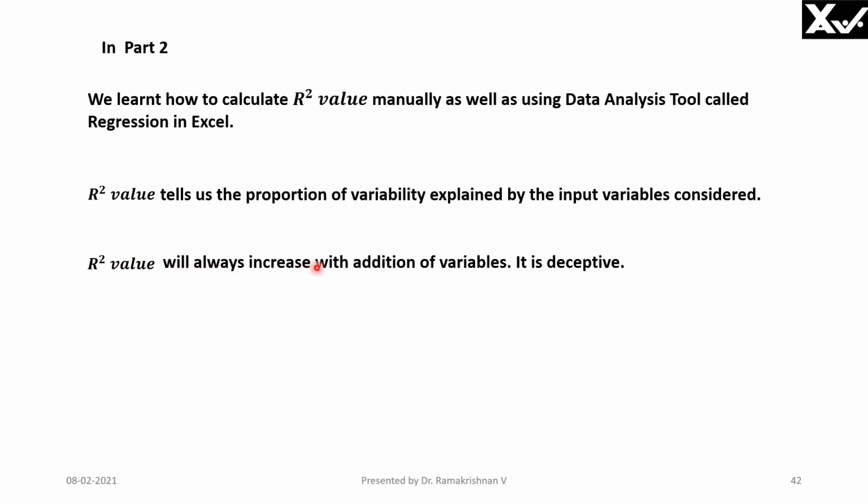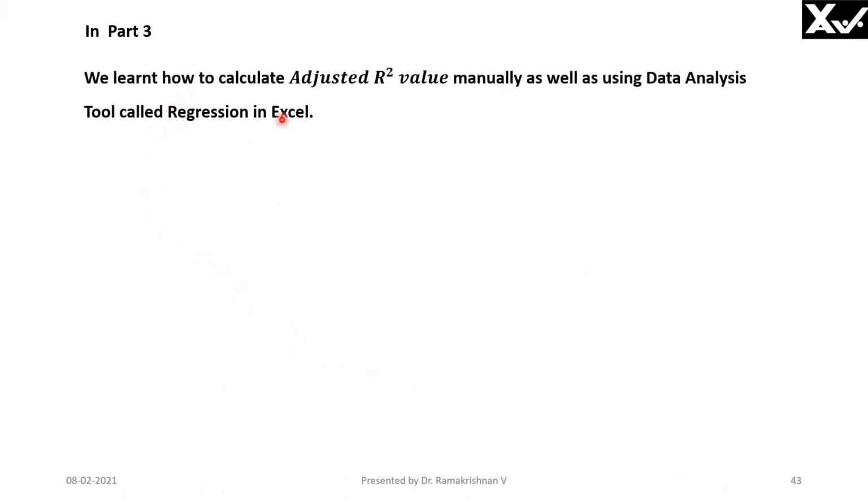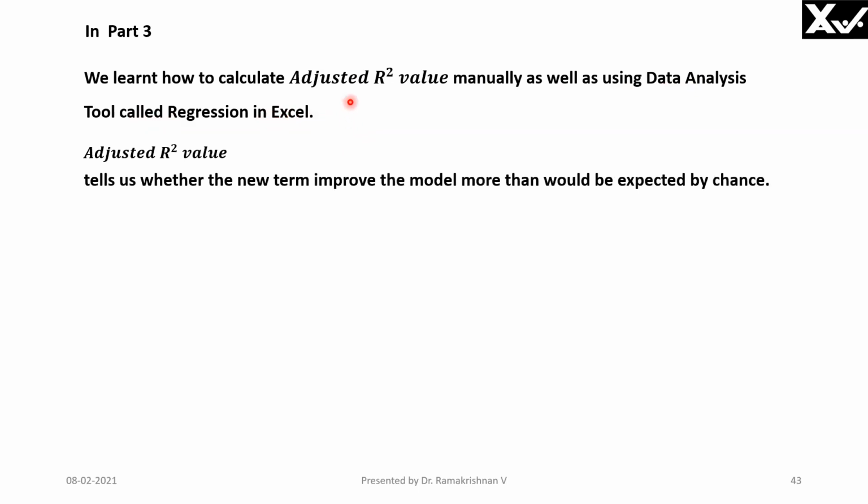R-squared value will always increase with the addition of variables. Therefore, we do not know whether we have added the right input variable. So it is deceptive. Does the new term improve the model more than would be expected by chance is a question. To answer that question, we define adjusted R-squared value. In part 3, we learned how to calculate adjusted R-squared value manually as well as using the data analysis tool called regression in Excel, just like R-squared value. Adjusted R-squared value tells us whether the new term improves the model more than would be expected by chance.